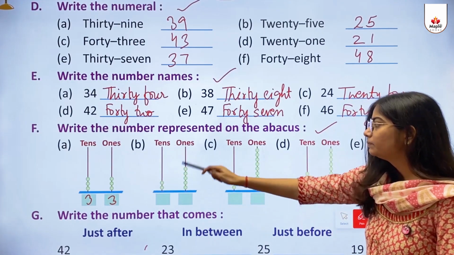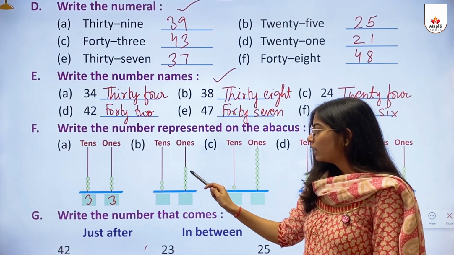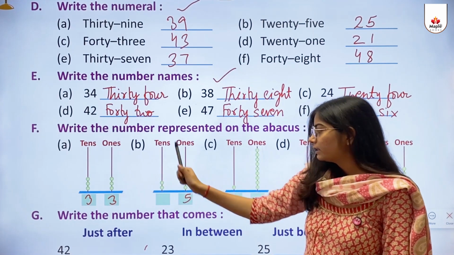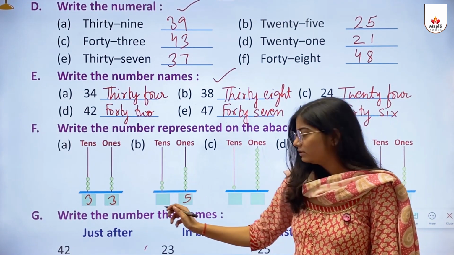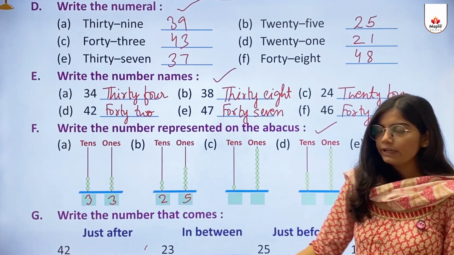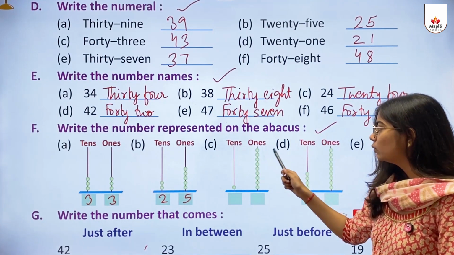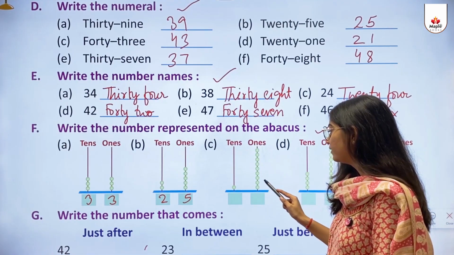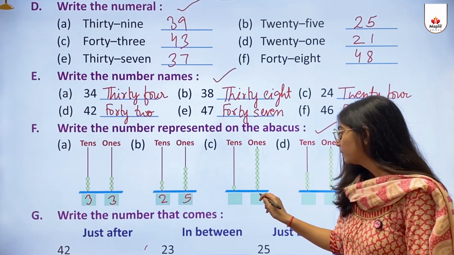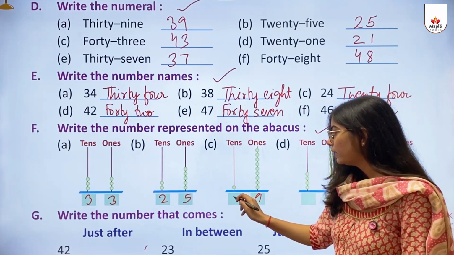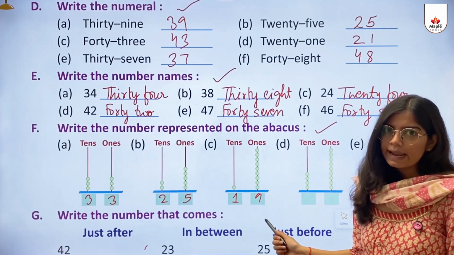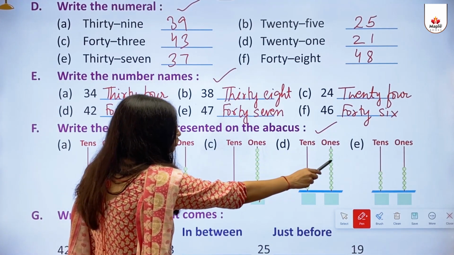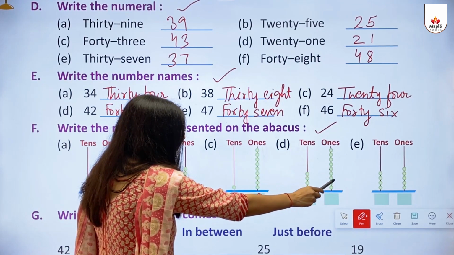Then B part. Under ones we have 1, 2, 3, 4, 5, 5 beads. And under tens we have 1, 2, 2 beads. The number is 25. Then C, under ones we have 1, 2, 3, 4, 5, 6, 7, 8, 9, 9 beads. And under tens we have 1 bead. The number is 19.